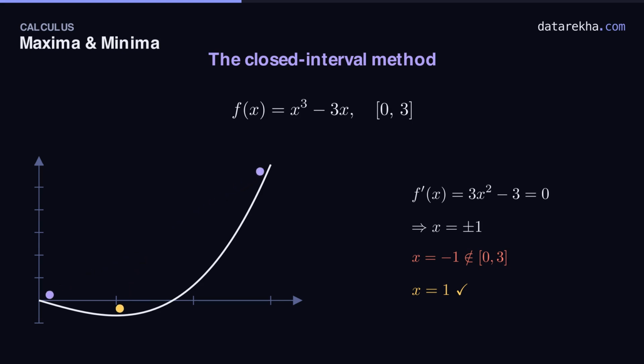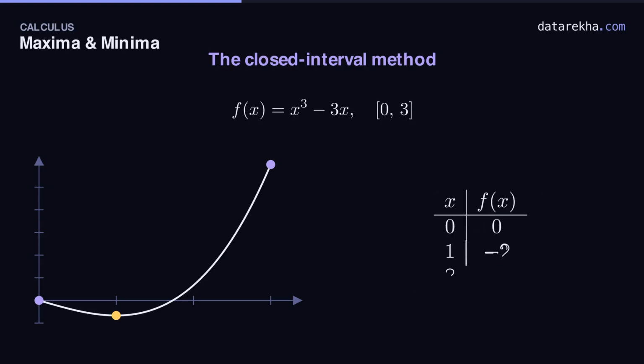Step 2. Gather every candidate. The critical point x = 1 plus the two endpoints 0 and 3. 3 points to check. Watch them light up on the curve. Step 3. The value table. Evaluate f at each. At x = 0, f is 0. At x = 1, our critical point, f is 1 − 3, −2. And at the endpoint x = 3, f is 27 − 9, 18.